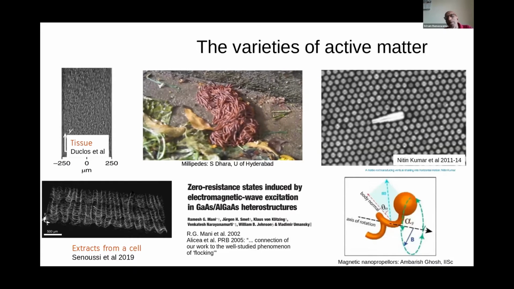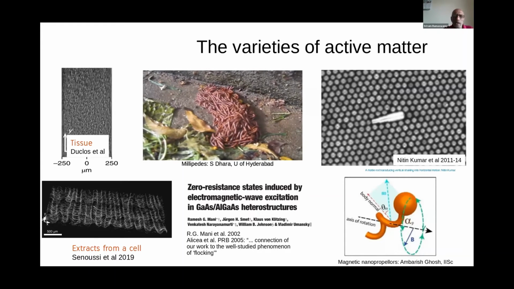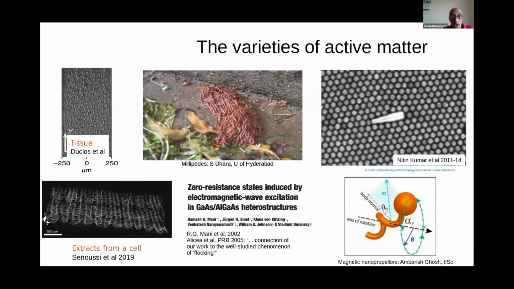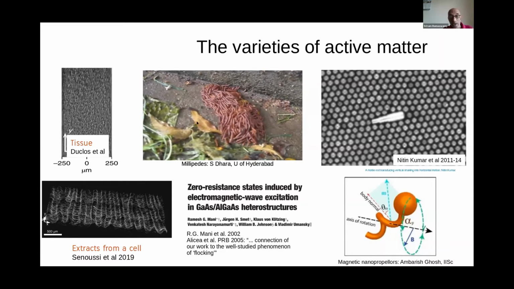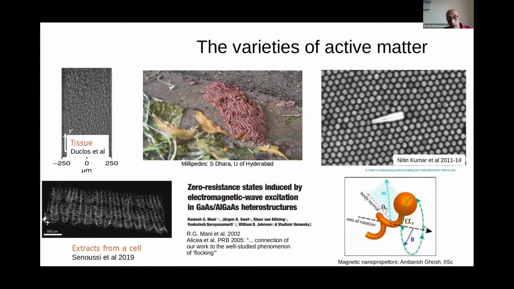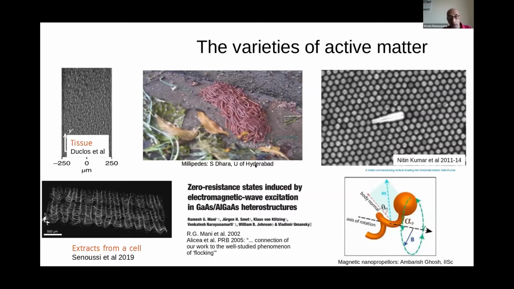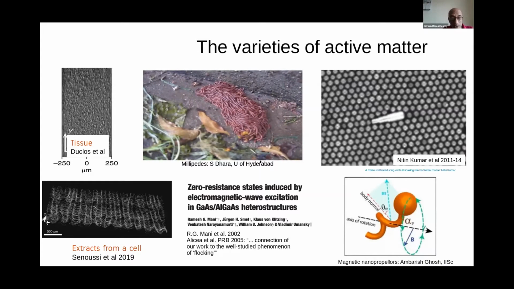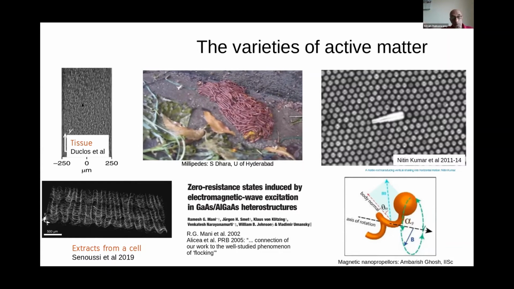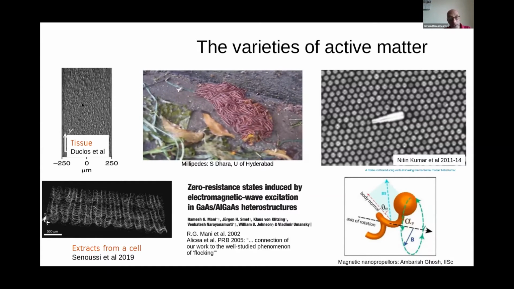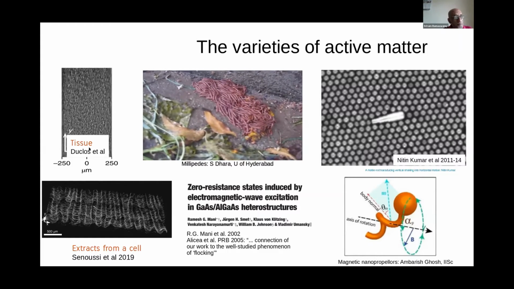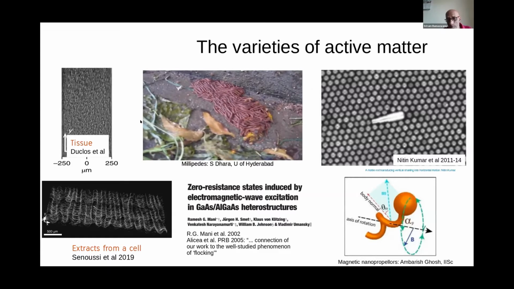Anyway, living examples are always nice to look at. You can think of living matter in many different settings. You can take a flock of living creatures. These are millipedes on the University of Hyderabad campus, captured on video by my friend Surjit Dhara, who works on liquid crystals and therefore was very excited by this system. You can imagine a thin, one cell thick confluent layer of cells, an epithelial tissue. This is from a group in Paris, I think from the Curie Institute.